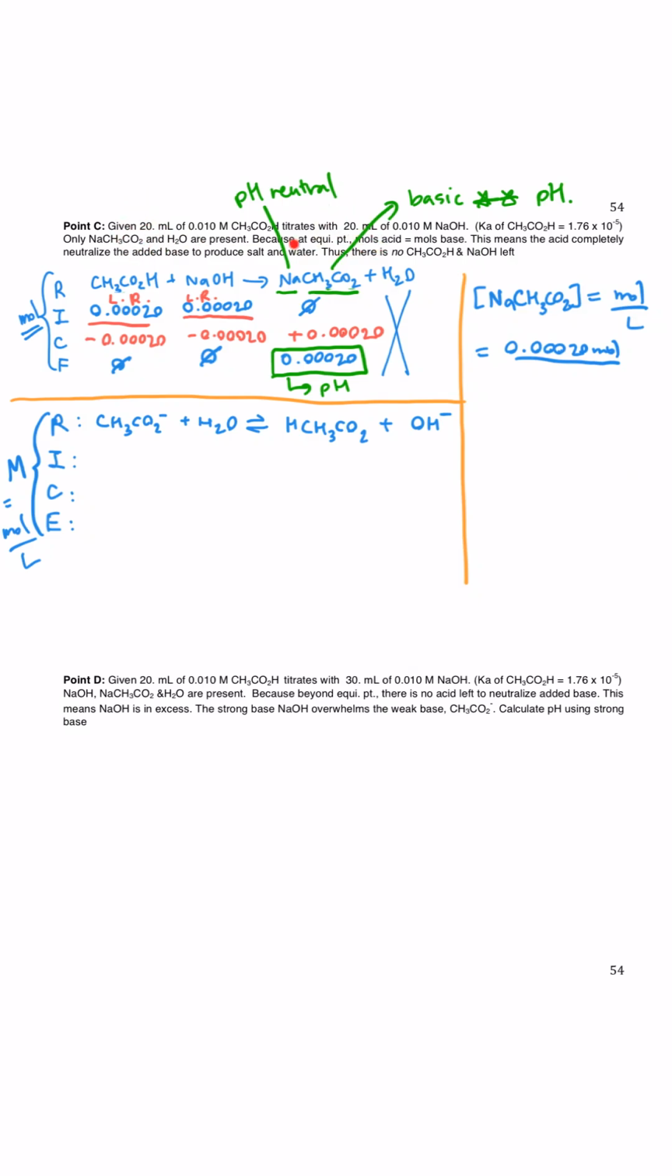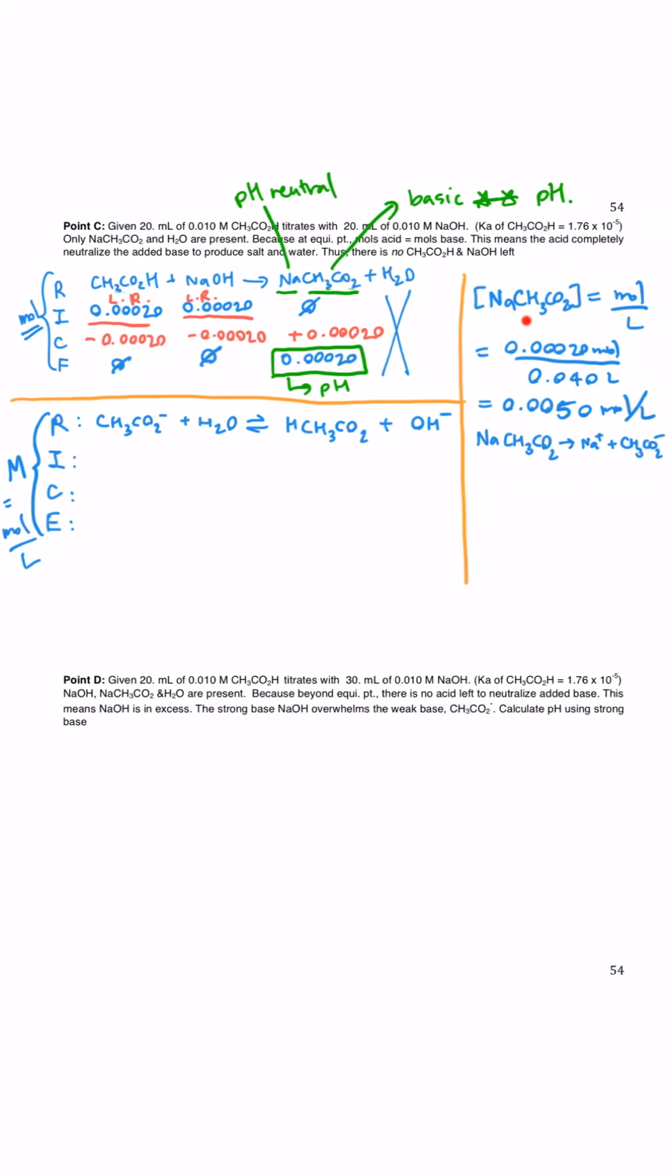It's going to be the total volume. So it would be 20 plus 20 milliliter. Convert that into liter. You are going to get 0.040 liter. And the concentration of sodium acetate will come out to be 0.0050 mole per liter.